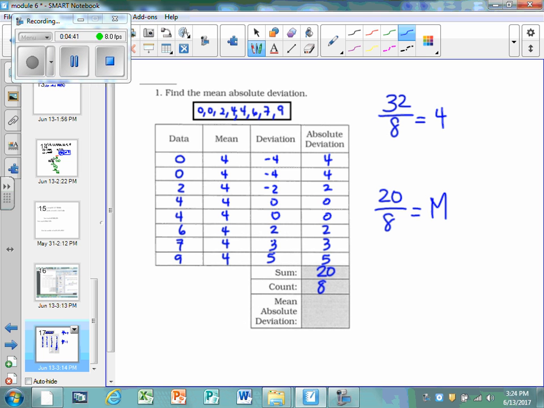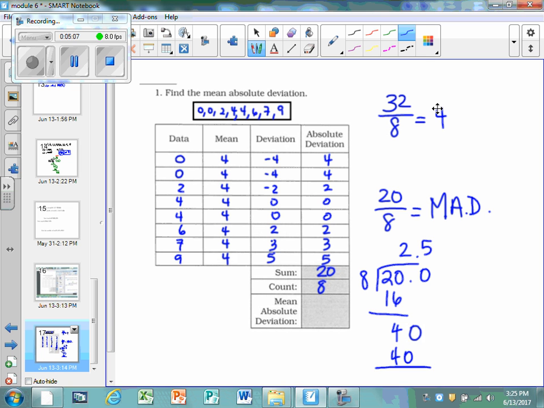That's going to be our mean absolute deviation. You'll see this with letters because that's what they write. So let's do that division. 20 divided by 8 is 2, with 4 left over. We give ourselves 40, so then that means 5 tenths, and that means we are done. So the mean absolute deviation is 2 and 5 tenths.